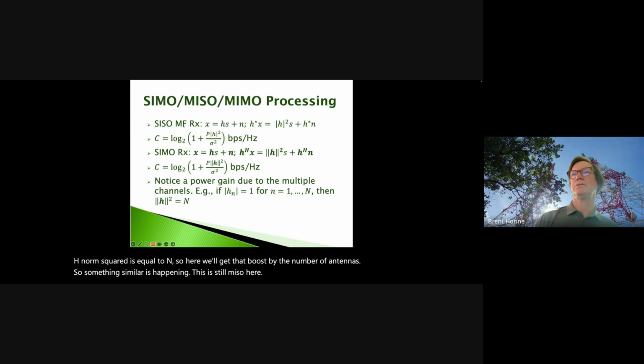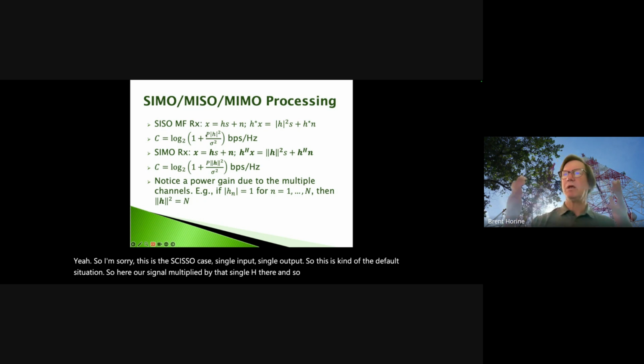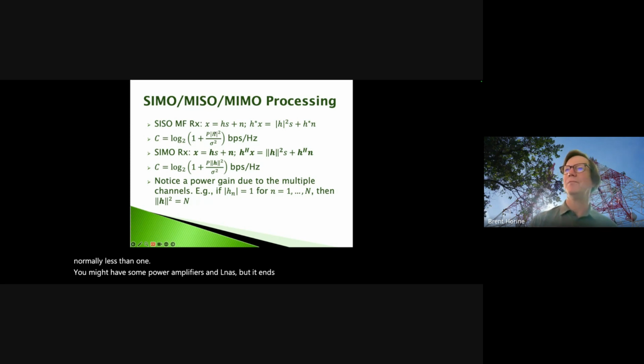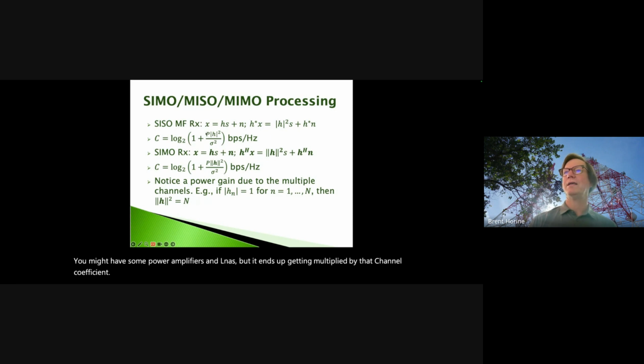Yeah, so I'm sorry, this is the SISO case, single input, single output. So this is the default situation. Here our signal is multiplied by that single H. And H again is normally less than 1. You might have some power amplifiers and LNAs, but it ends up getting multiplied by that channel coefficient, and so that scales your power down.